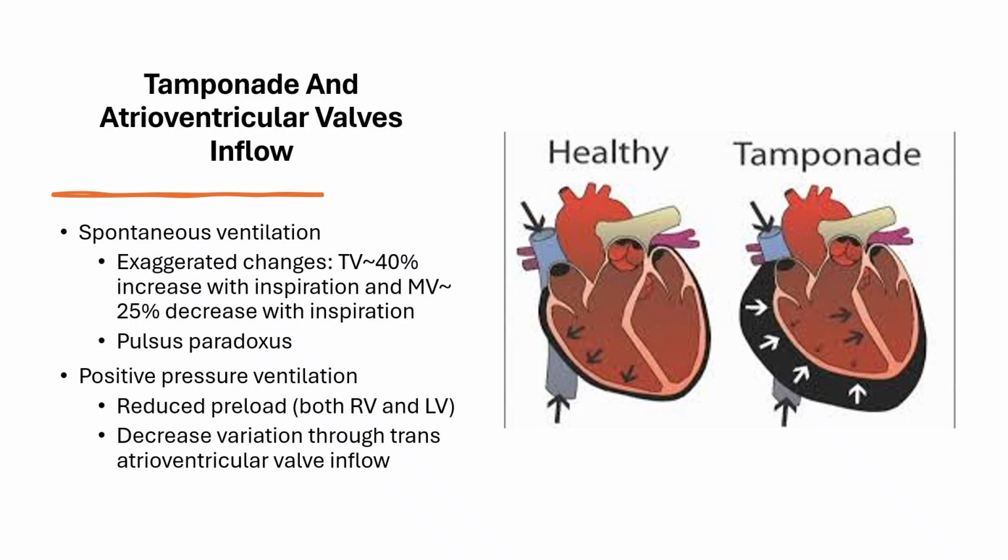With positive pressure ventilation, you have reduced preload to both the right ventricle and left ventricle. You also have decreased variation through the atrioventricular valves, which signifies reduced preload. That is why mechanical ventilation and intubation can be a very dangerous thing for a patient who has pericardial tamponade.